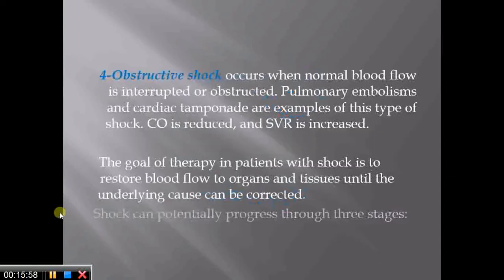Obstructive shock occurs when normal blood flow is interrupted or obstructed. Pulmonary embolisms and cardiac tamponade are examples of this type of shock. CO is reduced, and SVR is increased. The goal of therapy in patients with shock is to restore blood flow to organs and tissues until the underlying cause can be corrected. Shock can potentially progress through 3 stages.